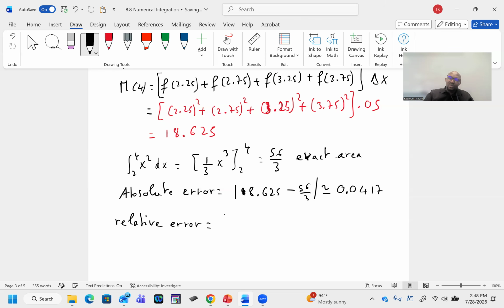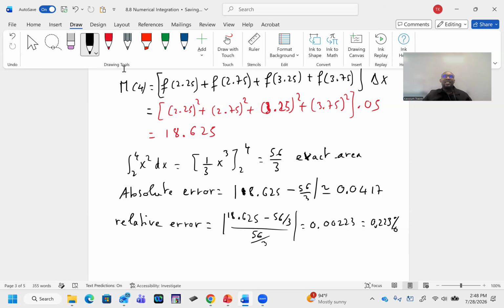Or you can also find the relative error, which would be the absolute value of 18.625 minus 56 divided by 3, divided by 56 divided by 3, which will give me 0.00223. And that is what? 0.223%. Okay. Any questions so far? So that's how you use the midpoint.